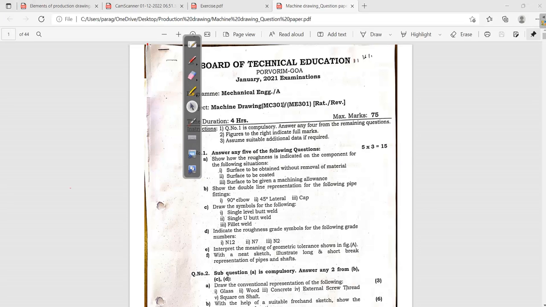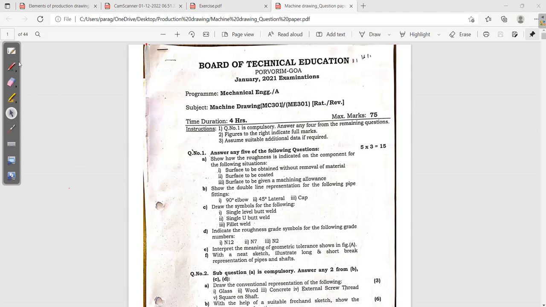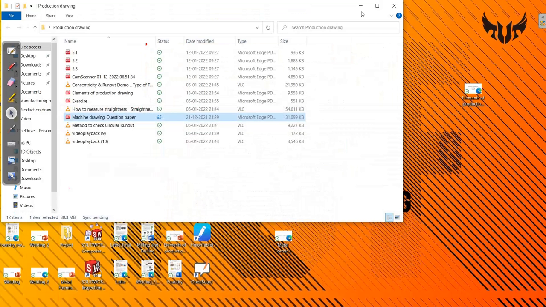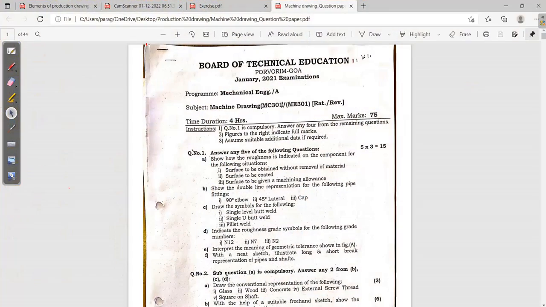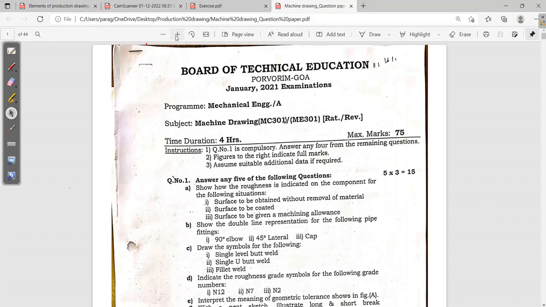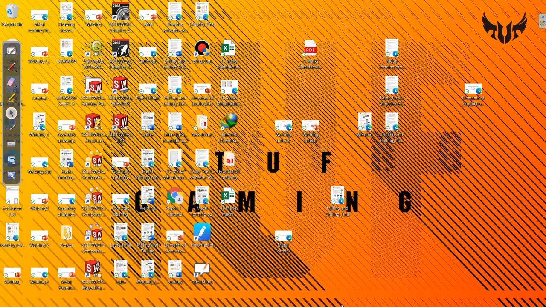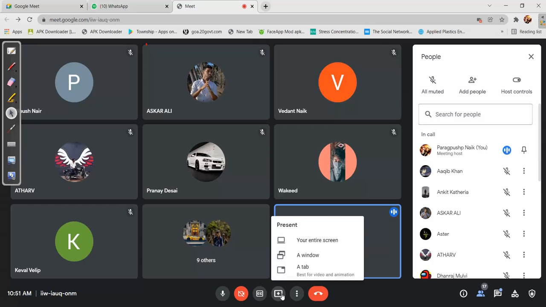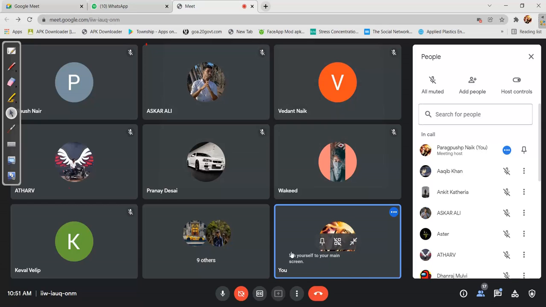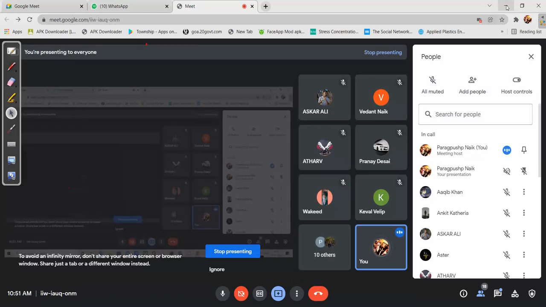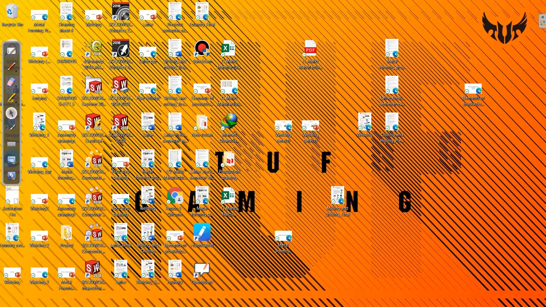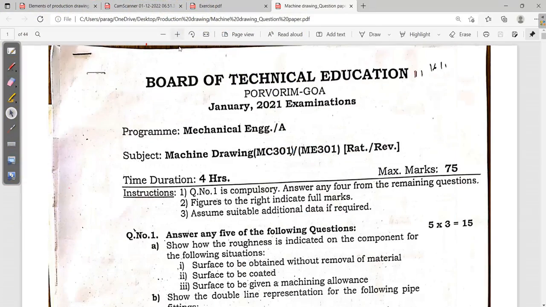Machine drawing question paper. Now I'll share the screen. So now we'll just see what type of question they are asking on this unit, starting from our latest question paper, that is January 2021.